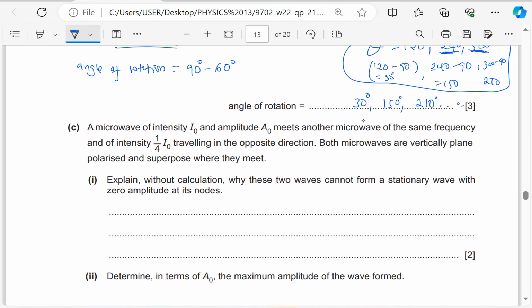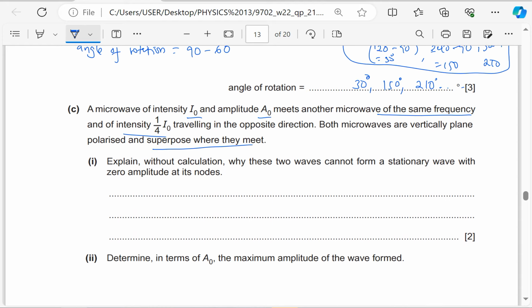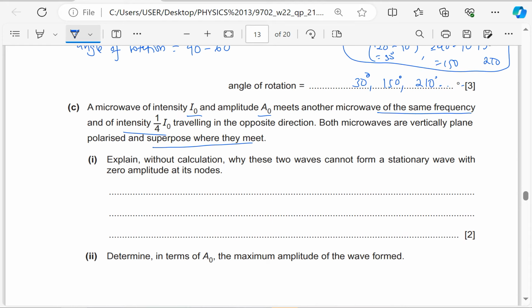A microwave of intensity I naught and amplitude A naught meets another microwave of the same frequency and intensity a quarter I naught traveling in the opposite direction. Both microwaves are vertically plane polarized and superposed where they meet. Explain without calculation why these two waves cannot form a stationary wave with a zero amplitude.